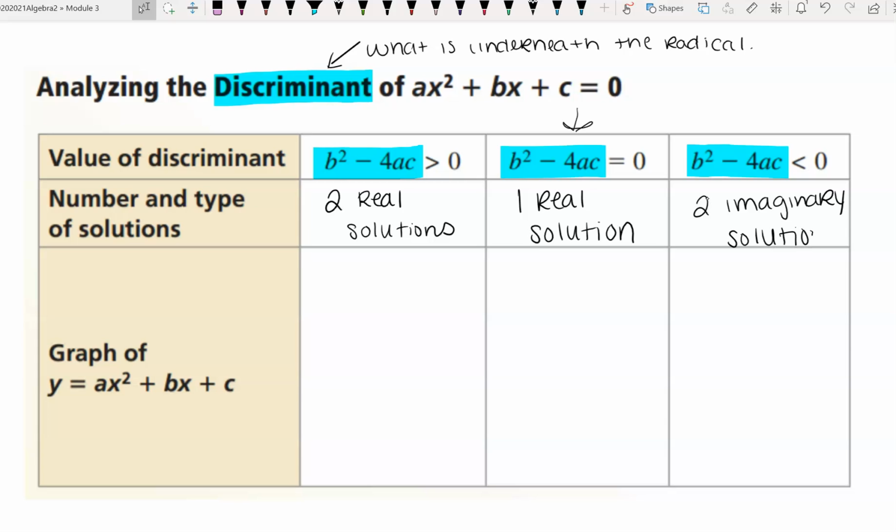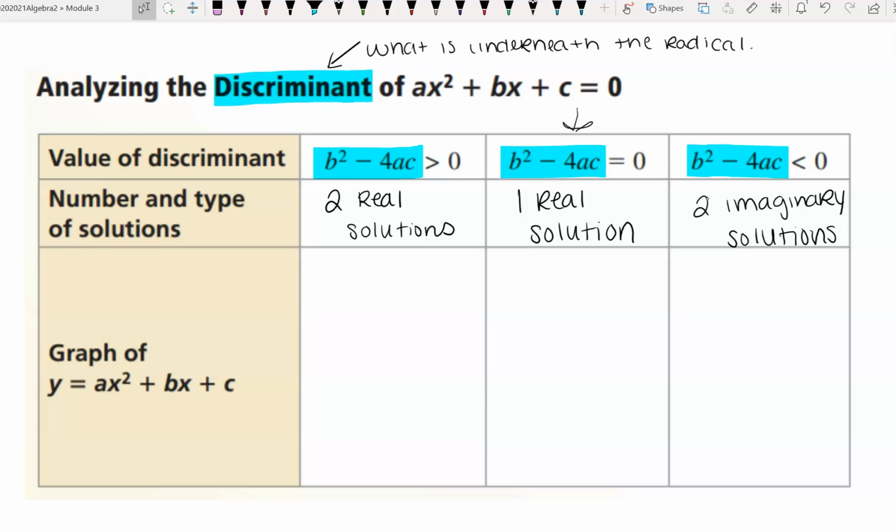So if you're not already, copy this in your notebook. This is super important because you can tell right off the bat, just by looking at what comes out underneath the radical of your quadratic formula, what types of solutions you're going to get. It's a way to check yourself, maybe to check your answers. And two, it helps you visualize what's going on in the graph.